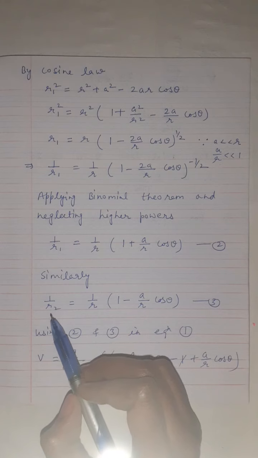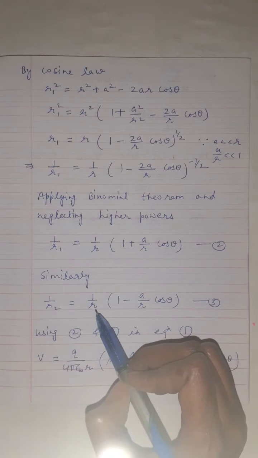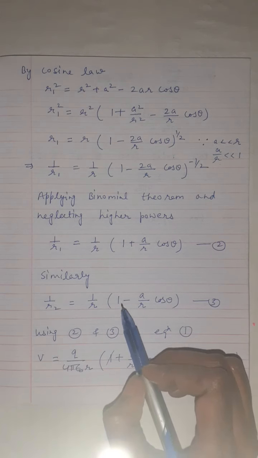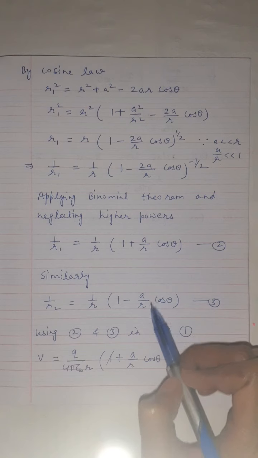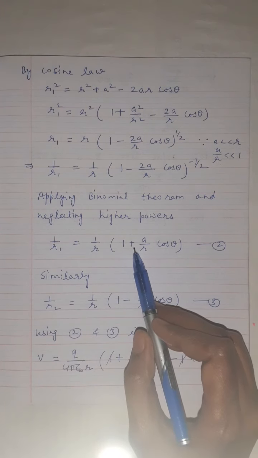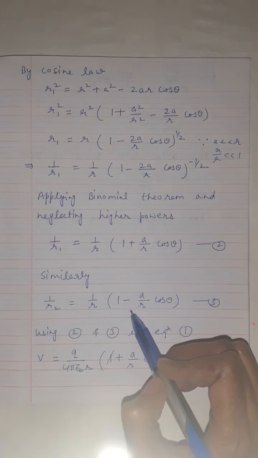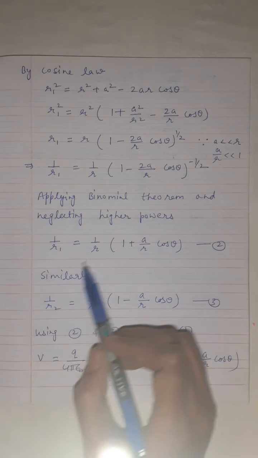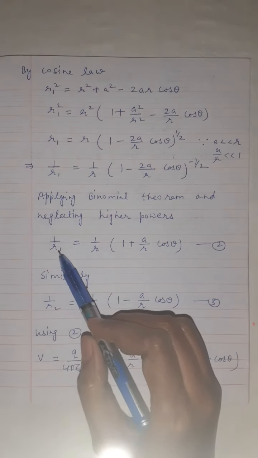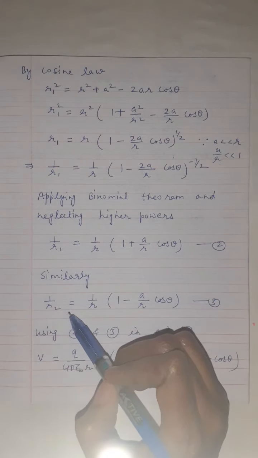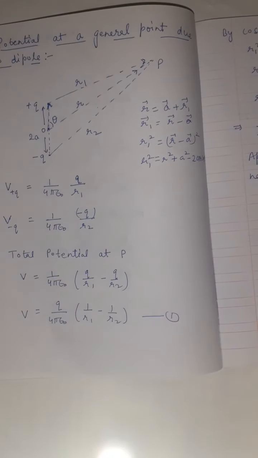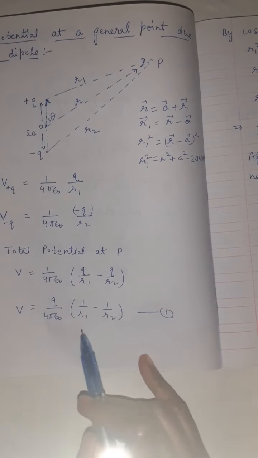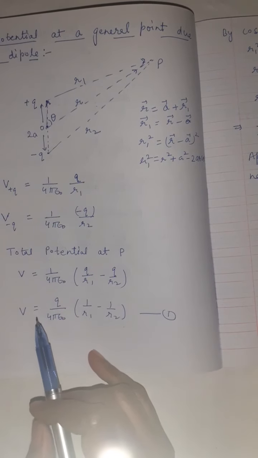Similarly, we will calculate the 1 upon r2 value, and it will be 1 upon r times (1 minus a upon r cos theta). In place of this plus sign, it will become minus. So we will put these 1 upon r1 and 1 upon r2 values in the first equation to get the total potential.